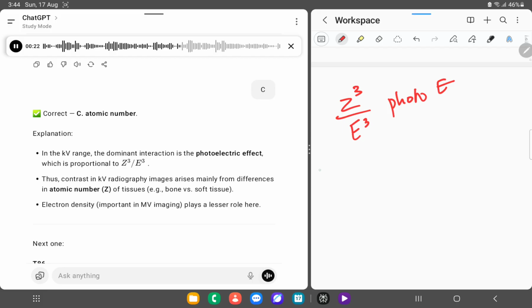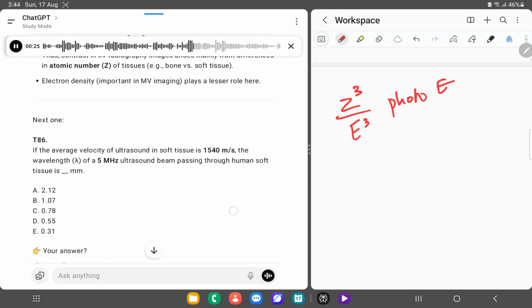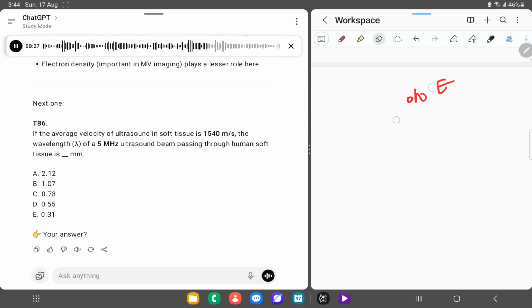Next one, T86. If the average velocity of ultrasound in soft tissue is 1540 meters per second, the wavelength of a 5 megahertz ultrasound beam passing through human soft tissue is millimeters. A 2.12, B 1.07, C 0.78, D 0.55, E 1. Your answer?